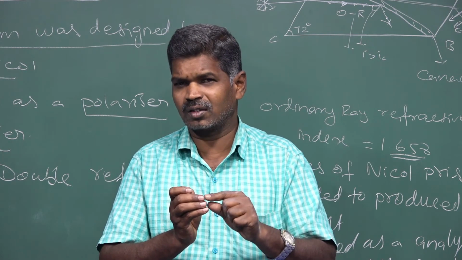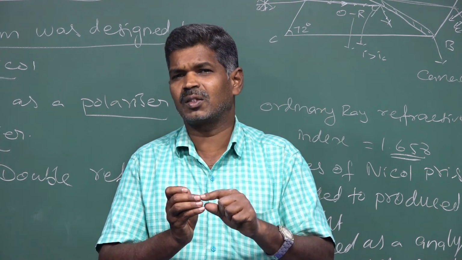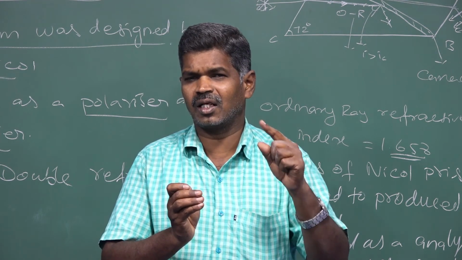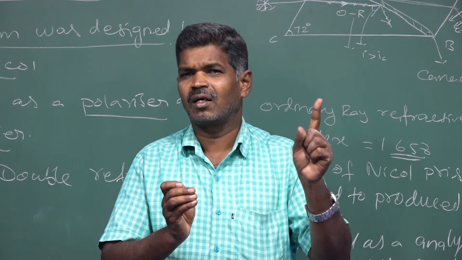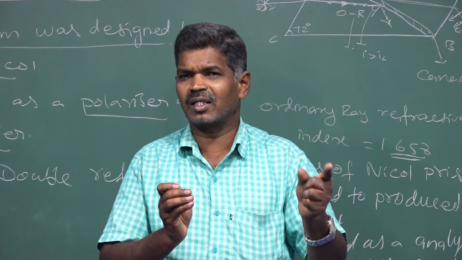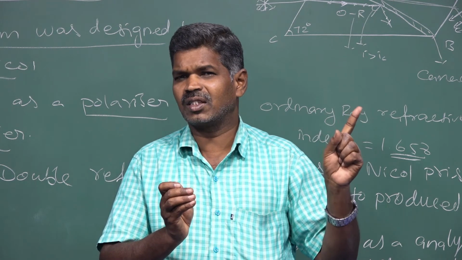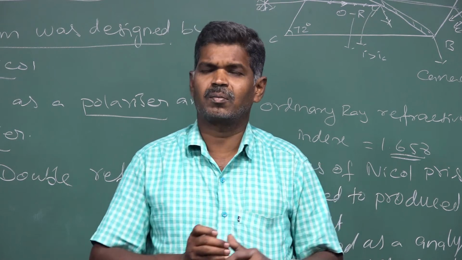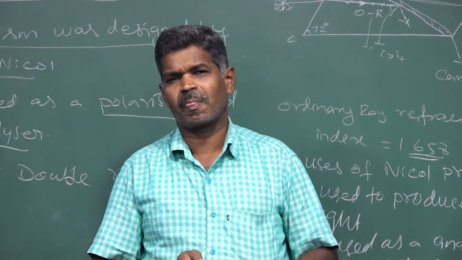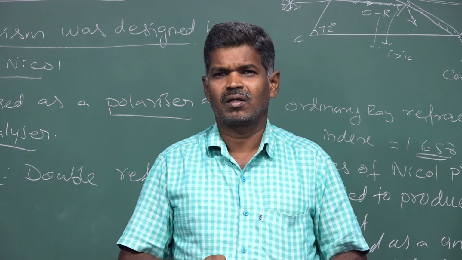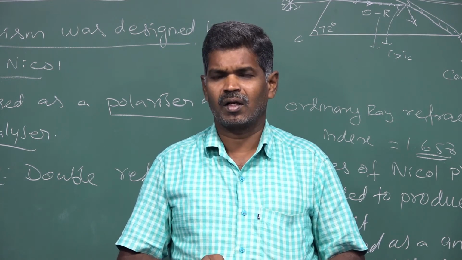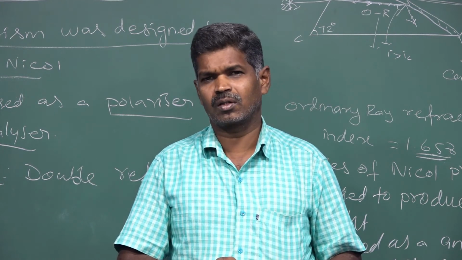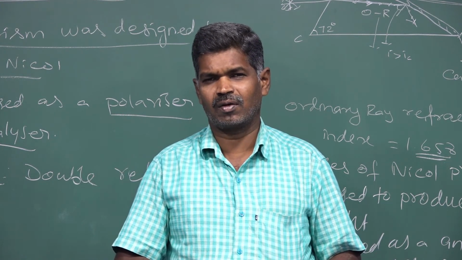That is also plane polarized light, which has vibrations perpendicular to the plane of the paper. But the extraordinary ray emerges out as plane polarized light with vibrations parallel to the plane of the paper, and so we produce plane polarized light. This is the explanation for the Nicol prism, and it has some drawbacks and uses. We have completed this; you can go through the book. Thank you to all our students.